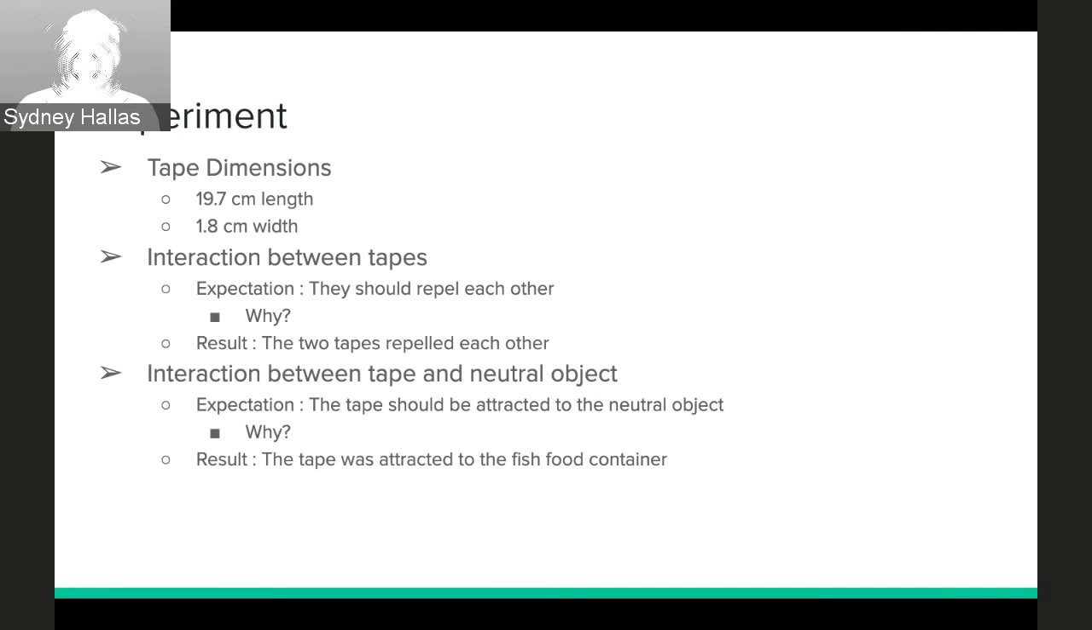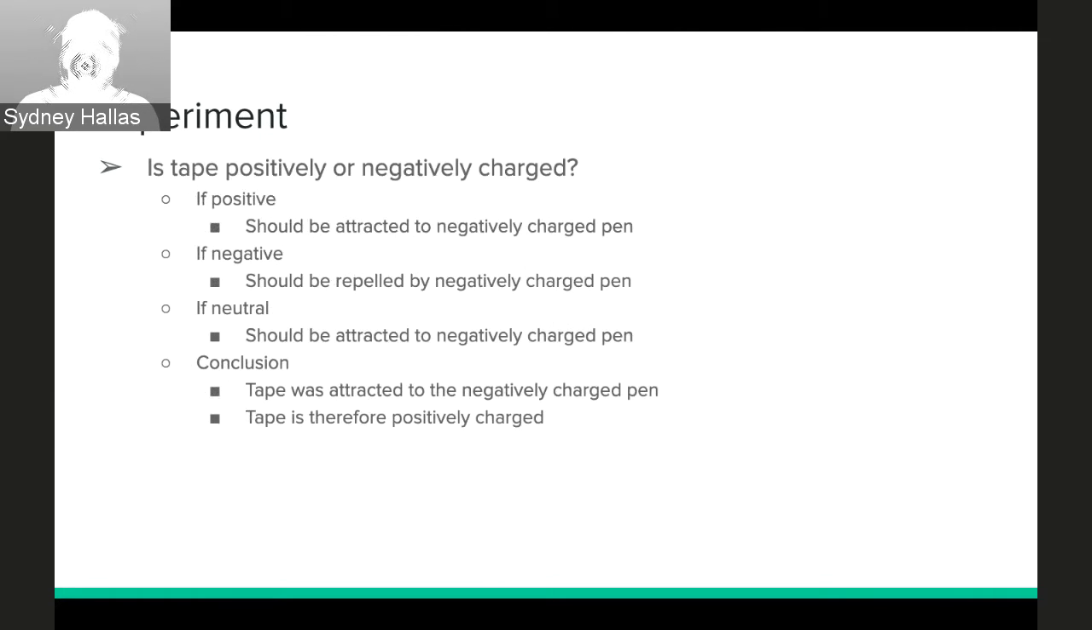As a result, the two tapes did repel each other, and between the tape and a neutral object, I expected that the tape should be attracted to neutral objects since charged objects attract neutral objects. As a result, the tape was attracted to the fish food container I used as a neutral object.